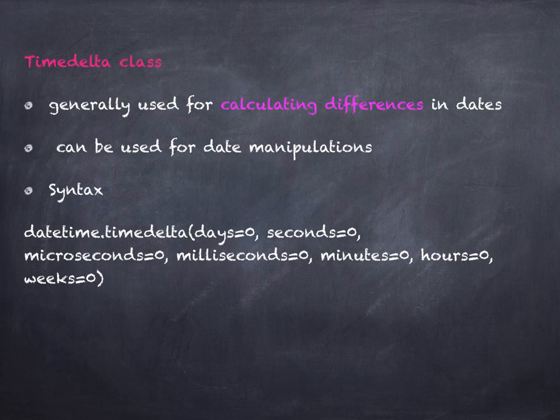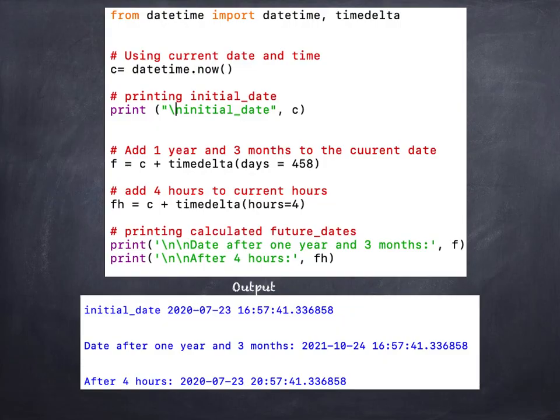Here the timedelta constructor is specified. Within brackets, the arguments are days, seconds, microseconds, milliseconds, minutes, hours and weeks. If you don't specify any values, by default it will assign the values as 0. We'll see an example for this. Here in this program I have used 2 classes, datetime and timedelta.